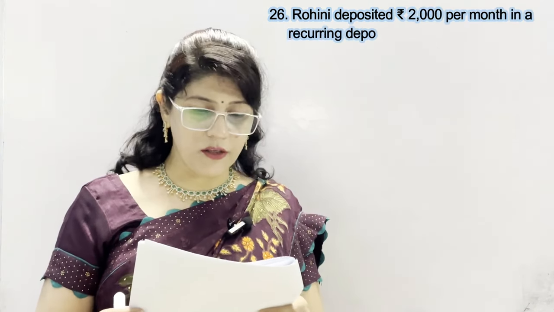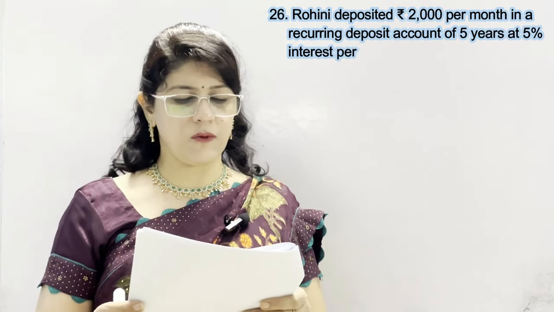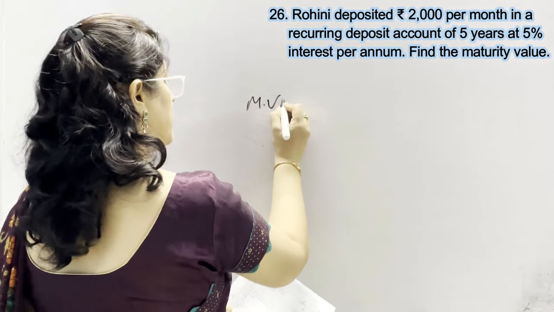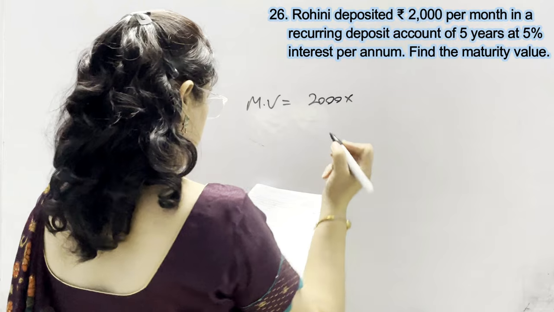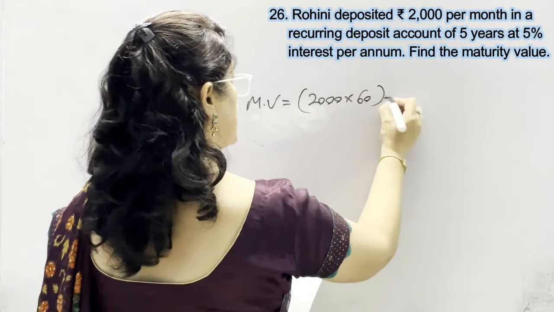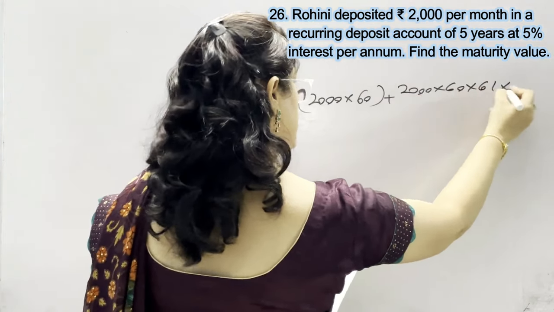Coming to question number 26, Rohini deposits rupees 2,000 per month in a recurring deposit account for 5 years at 5% interest per annum. Find the maturity value. Maturity value is equal to P into N. 2,000. Here N is 5 years. It means 12 into 5 means 60. Plus 2,000 into 60 into 61.